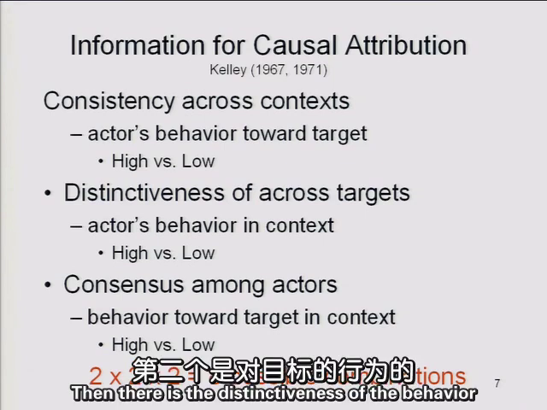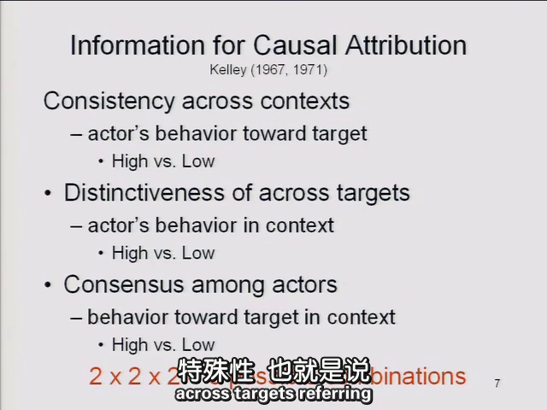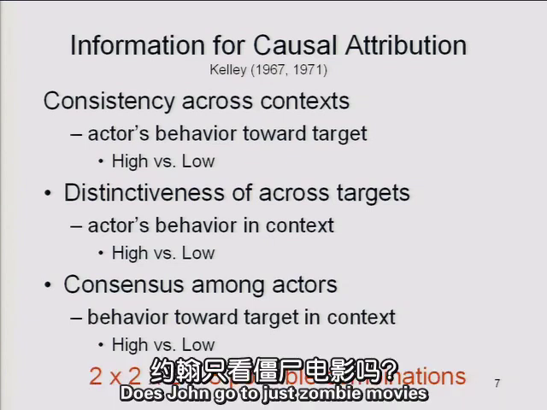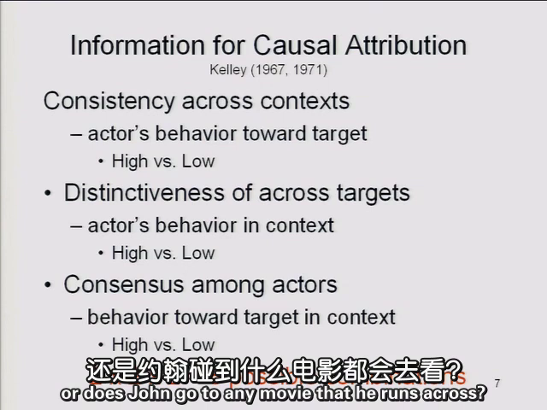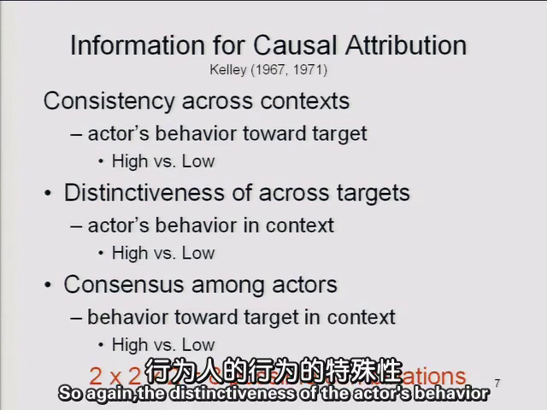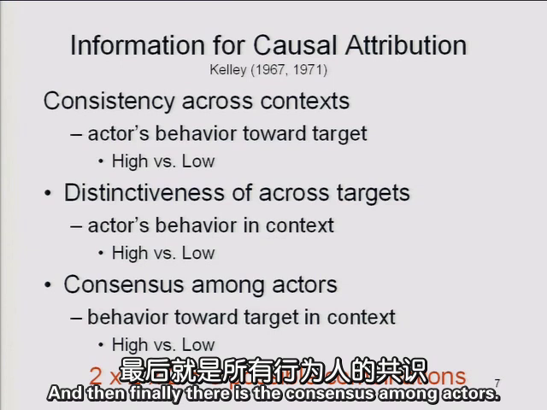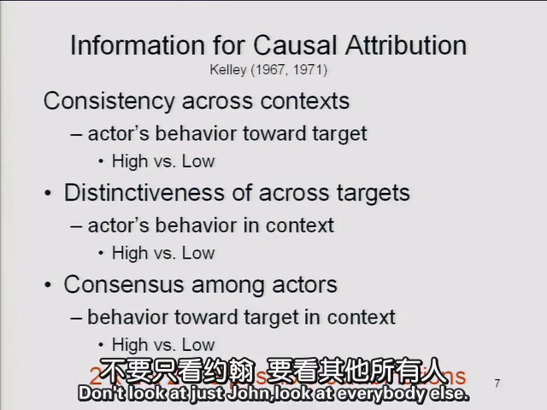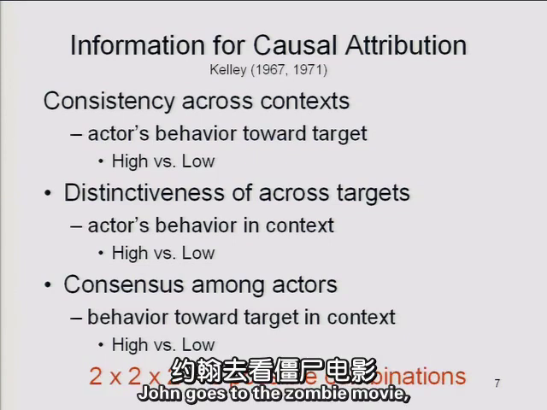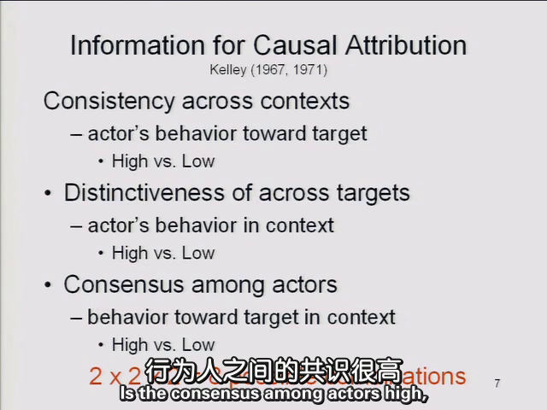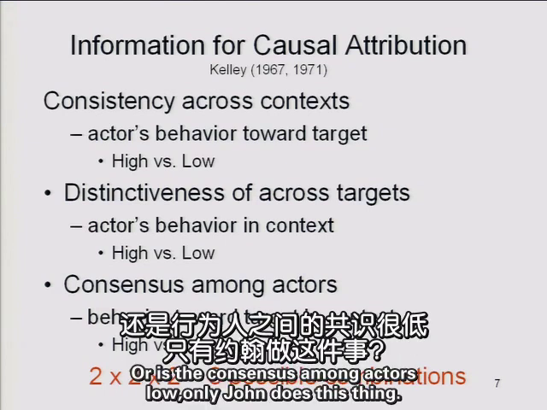Then there's the distinctiveness of the behavior across targets, referring to the distinctiveness of the actor's behavior in context. Does John go to just zombie movies, or does John go to any movie that he runs across? So again, the distinctiveness of the actor's behavior can either be high or low. And then finally, there's the consensus among actors. Don't look at just John, look at everybody else. John goes to the zombie movie. Does everybody else go to the zombie movie? Is the consensus among actors high? Everybody else does the same thing. Or is the consensus among actors low? Only John does this thing.